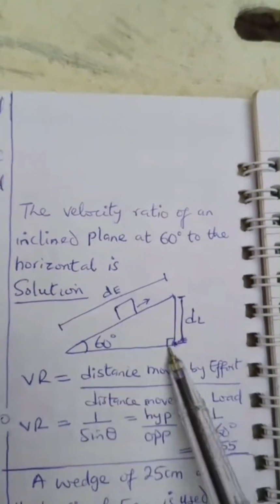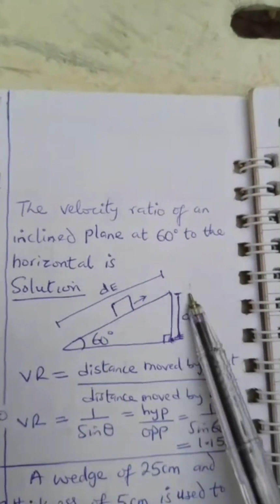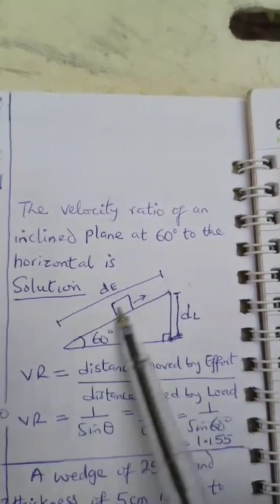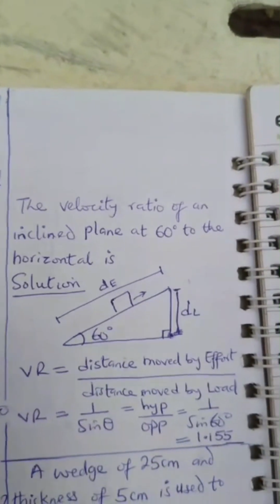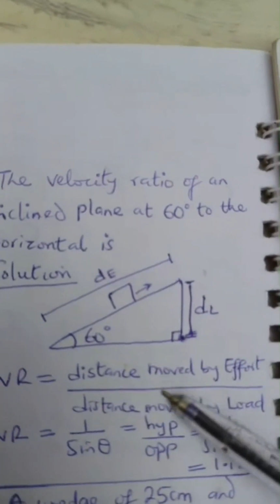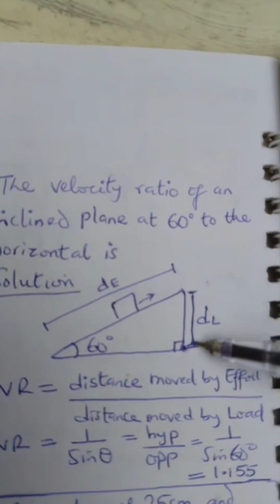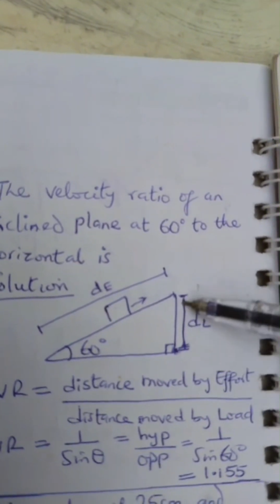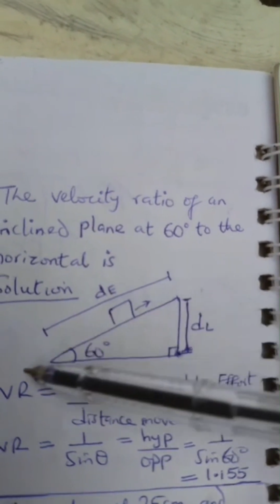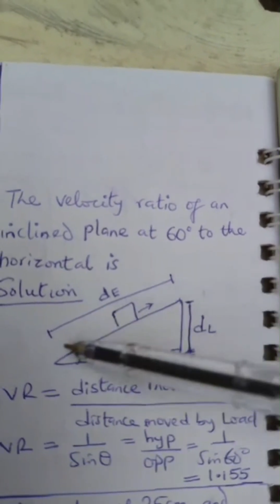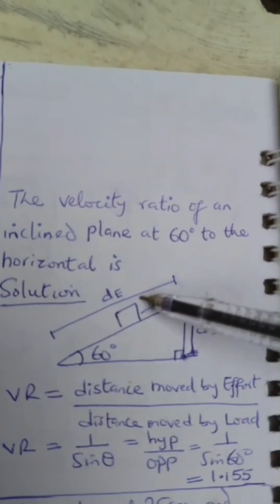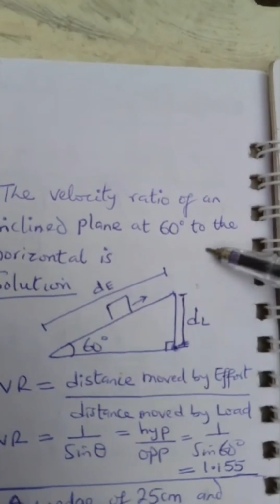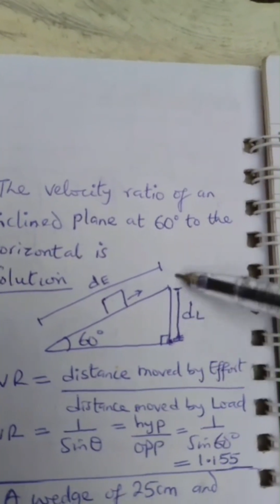So this is what it looks like. This is the vertical height through which the load is carried, and then this is the actual distance the effort moves through. Like I said, this is the vertical height, the vertical distance that the load covers, while this is the distance that the effort of the person moves through. So velocity ratio, remember, is distance moved by effort over distance moved by load.